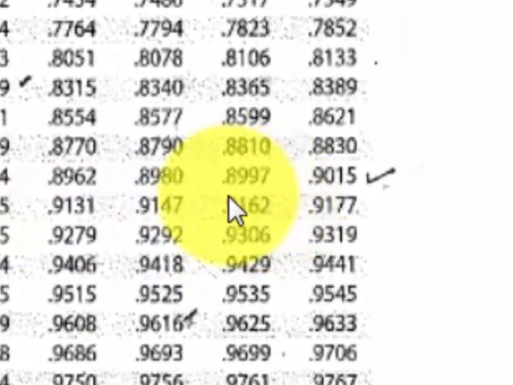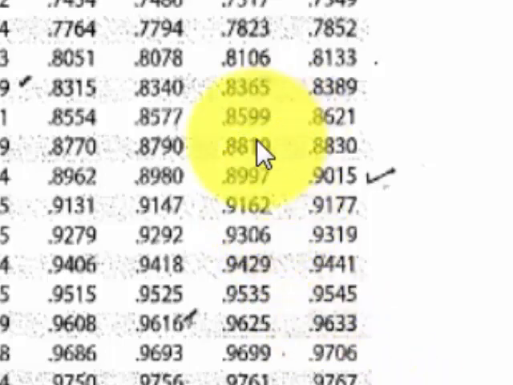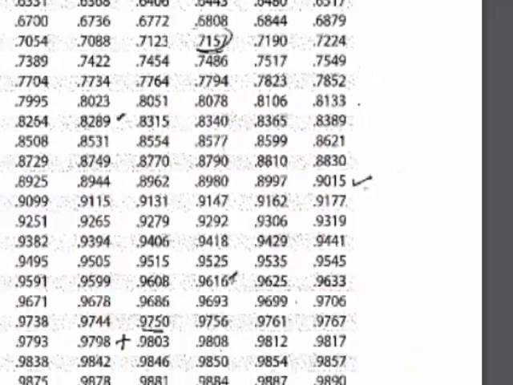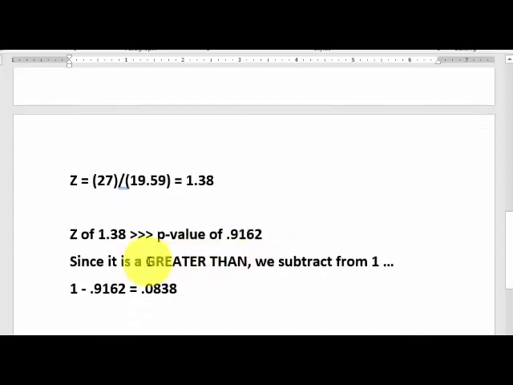So a z-score of 1.38 creates a value of 0.9162. But remember, that's everything to the left of that number. Everything to the left. We want everything to the right. And since it's a greater than problem, that is a very, very common error.